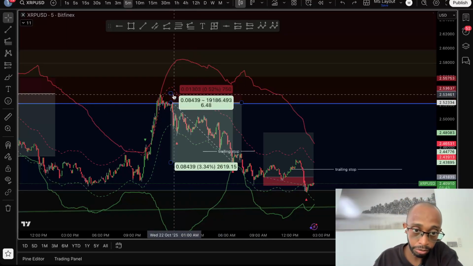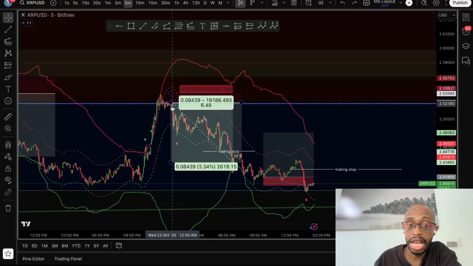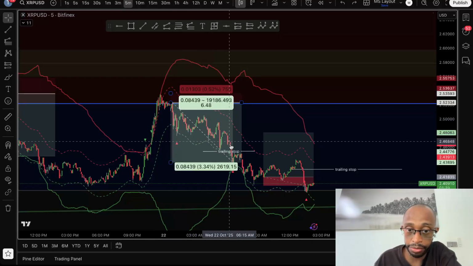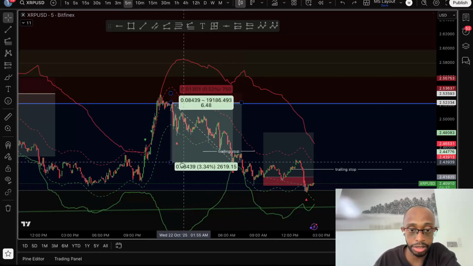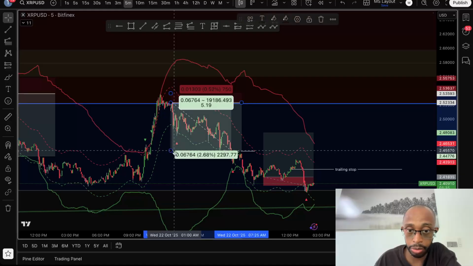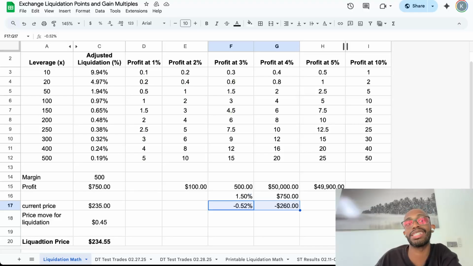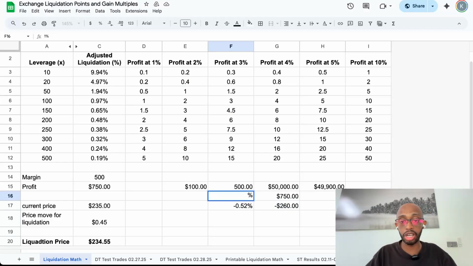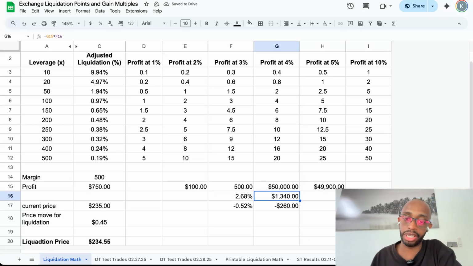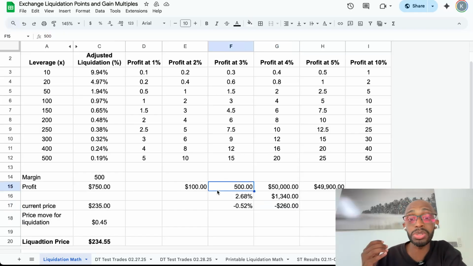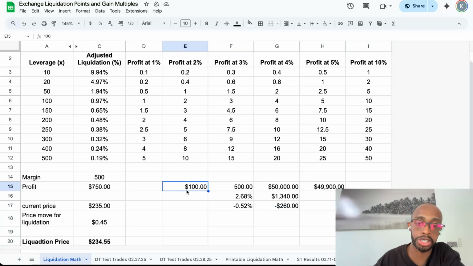But here, our stop loss was originally here, and then as the market started moving in our favor, this was the trailing stop loss. So this is actually where that trade would have closed out for us, which is at 2.68%. So on that trade, we would have made today $1,340, and we would have only risked $260, still using high leverage, low margin, right?